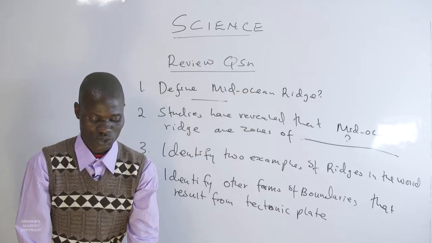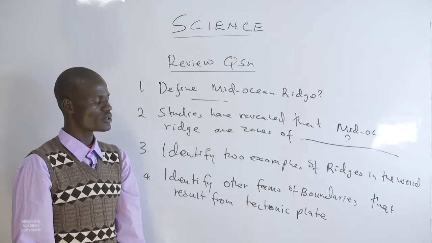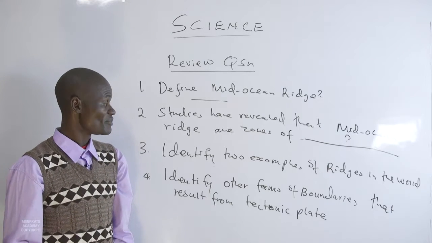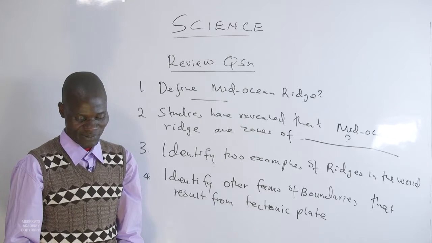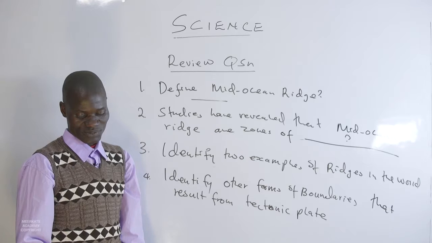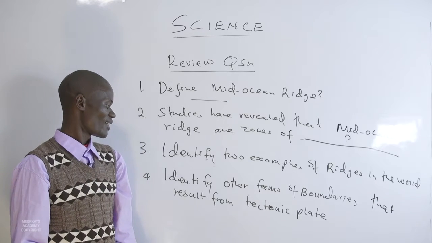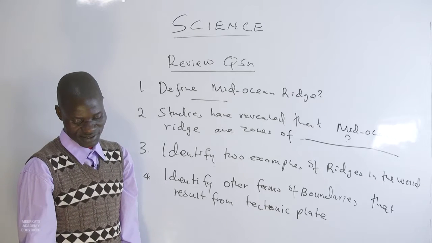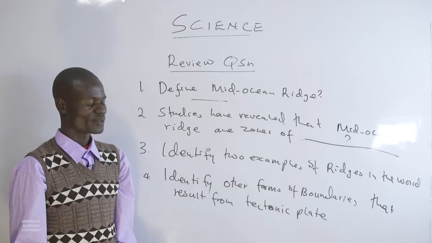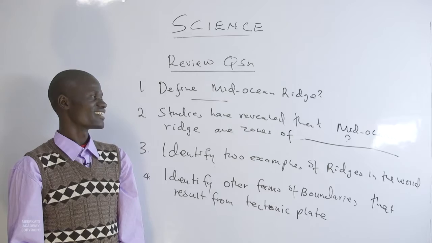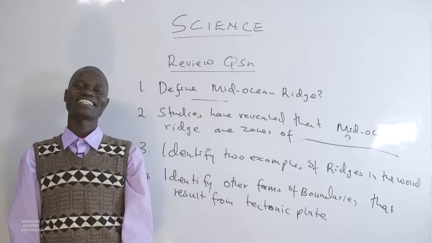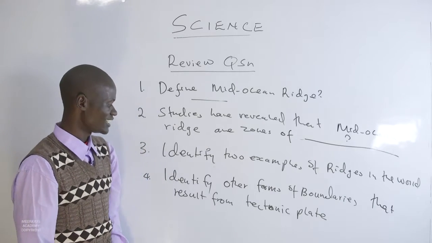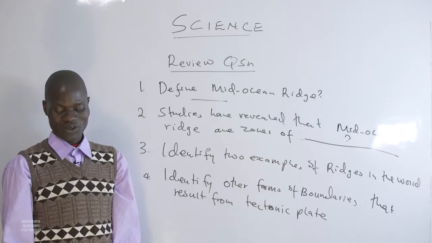We have responded to the 2 questions. Then, identify any 2 examples of ridges in the world. Just remember, this is a question to test our memory. We have the East Pacific Ridge and the Mid-Atlantic Ridge. Finally, let us look at the question where we identify other forms of boundaries that result from tectonic plates. What are these boundaries? We have sung them, we have repeated them, we have mentioned them elsewhere. This one you cannot miss responding to. You can even highlight them in your notebook.